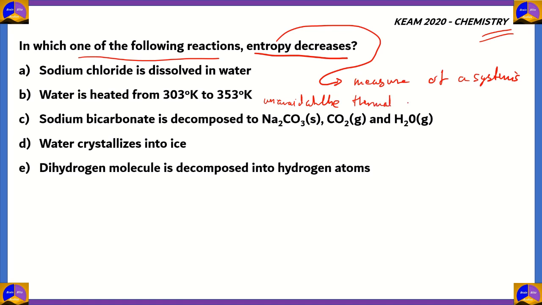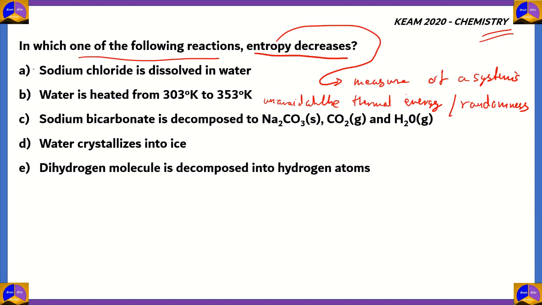Now, usually when you have energy, you divide it into two phases. On one side, energy is used to do work, while on the other side, energy is used to change the system. So that second type of energy is what we call entropy, and it can also be defined as the measure of randomness. So let's look at the following options. Which of these reactions result in a decrease in entropy?